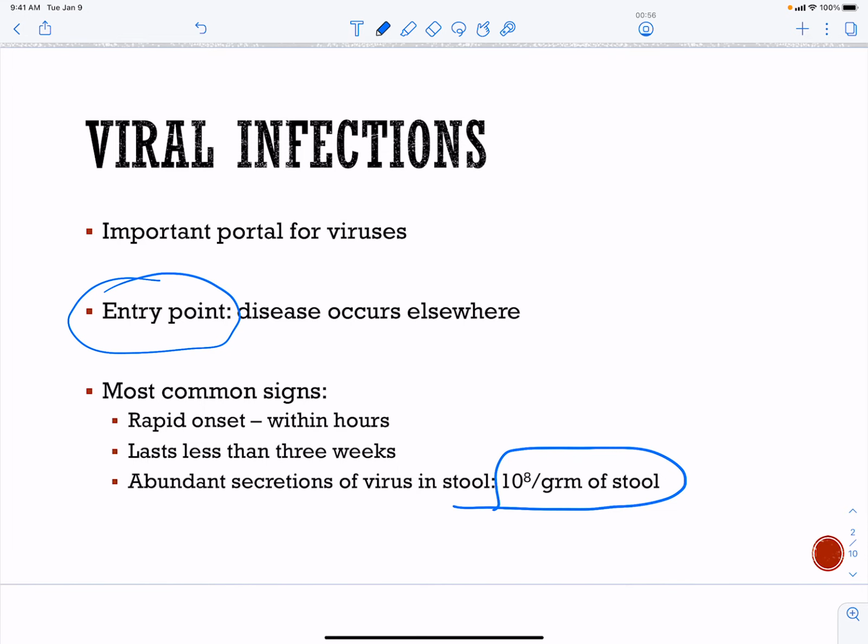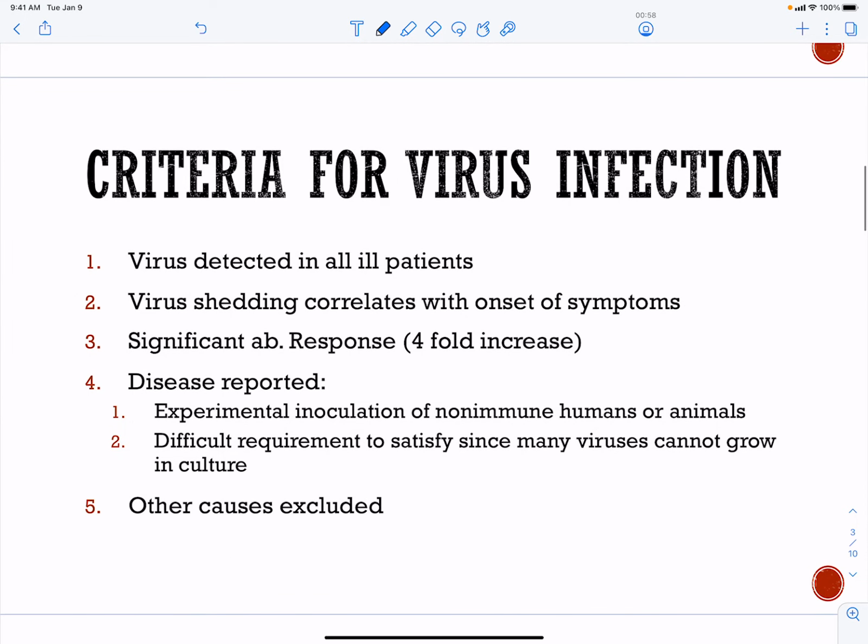Now, some things to keep in mind are you need to have criteria for a virus infection. Viruses are very difficult to detect, and so basically you have to have the virus in all ill patients. The shedding of the virus is going to correlate with disease symptoms. You're going to have a 4-fold increase in antibodies, and then the disease is going to be able to be replicated in some animal model. However, these are going to be difficult because many viruses cannot grow in culture or animal models.